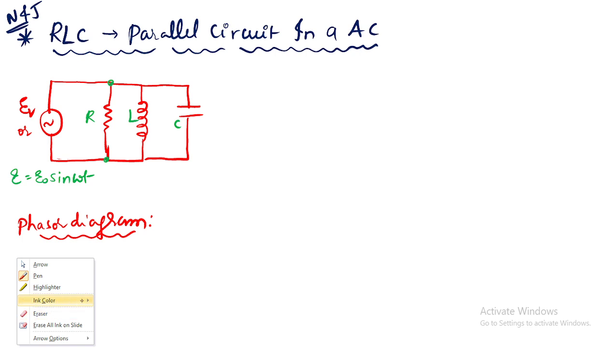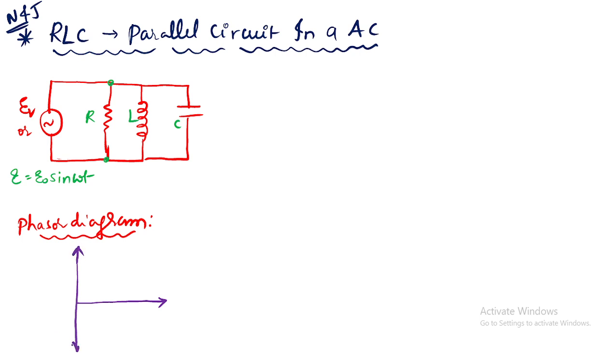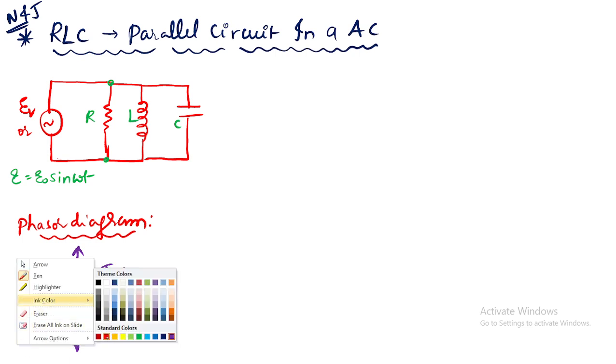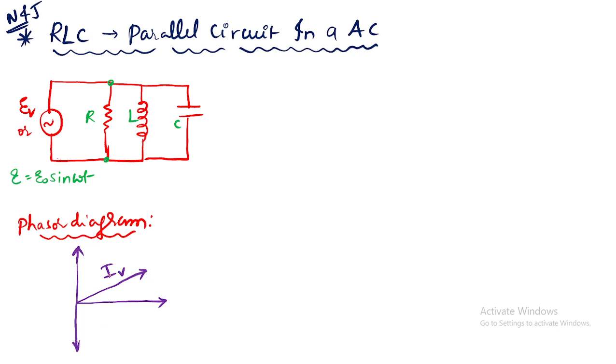So here I will show you something. Here the virtual current will rotate. So basically I will take one of the axes like this. Who will rotate like this? The virtual current. Along the resistance, current will not lead or lag, so I will write I_R.